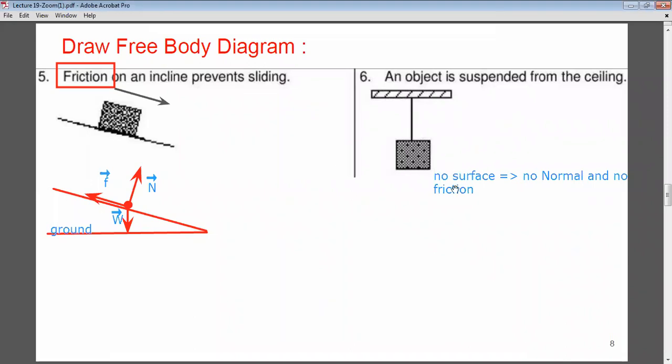Okay. So we have the object. It has weight, always there is weight. So the first force you draw always is weight. And then there is a rope. Because there is a rope, it means there is tension in the rope. Okay, so this is weight and this is tension.